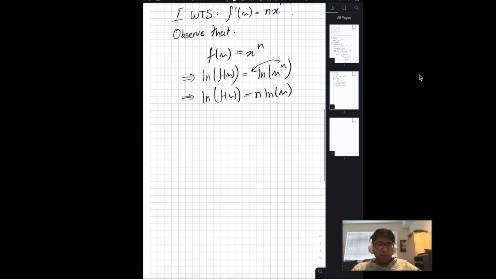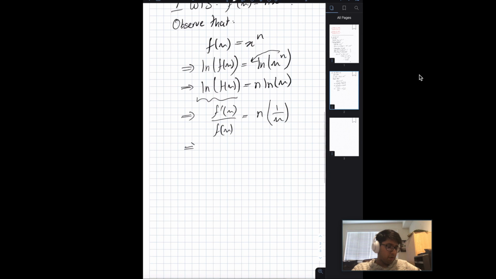And now I'm going to take the derivative of both sides. On the left hand side, I have to apply the chain rule. The derivative of ln of f of x by the chain rule is just f prime x divided by f of x. And on the right hand side, n is just a constant, so it's just going to come down as it is. And the derivative of ln of x is 1 over x. So what I get over here is that f prime of x is equal to n times x to the power of negative 1 times x to the power of n.